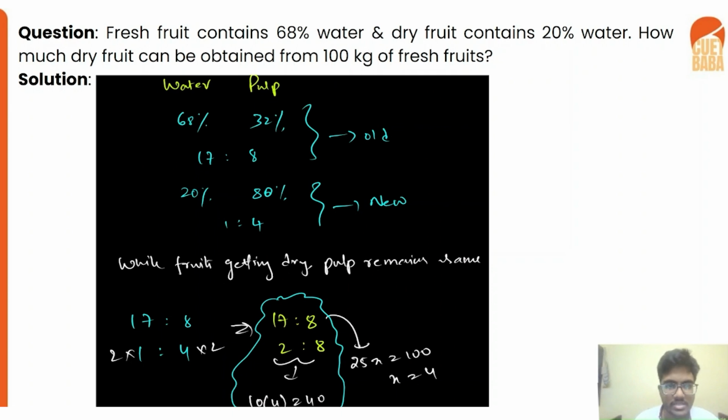So there are two different fruits, fresh fruit and dry fruit. In fresh fruit 68% is water, that means the remaining 32% will be the pulp, and in the dry fruit 20% is water, so the remaining 80% would be the pulp. Now what is the question they're asking? They're asking how much dry fruit can be obtained from 100 kgs of fresh fruit. So how do we solve this particular thing?